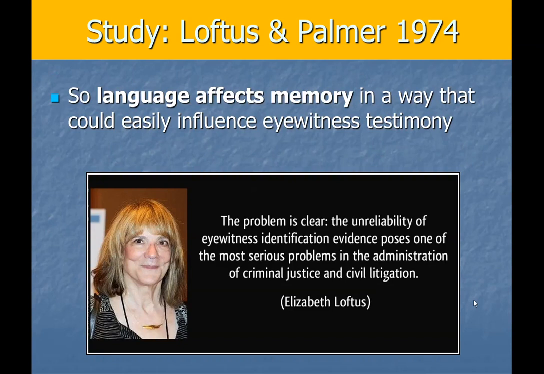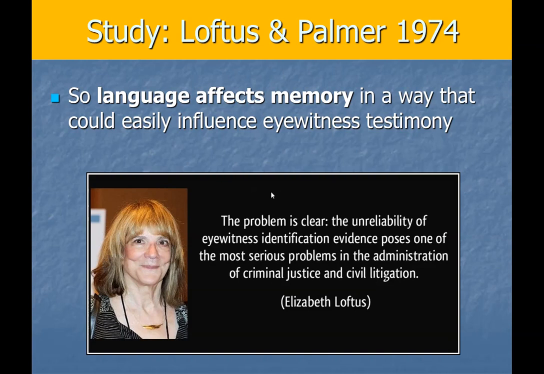So this is a classic study. It's led to a lot of follow-up replications, and they all seem to find the same basic thing, which is that the language we use, the wording we use, does seem to actually affect our memory. And you can see how that could potentially pretty easily influence eyewitness testimony. Elizabeth Loftus is actually famous for studies like this that call into question our everyday assumption that what we see is accurate, that people's eyewitness memory is accurate, and she argues that's not the case.